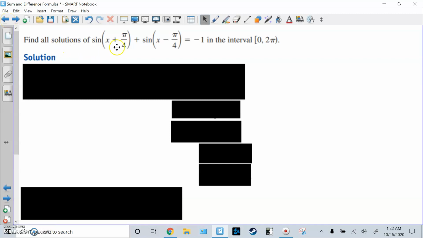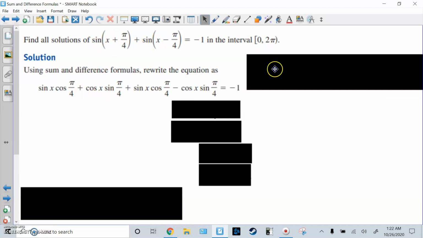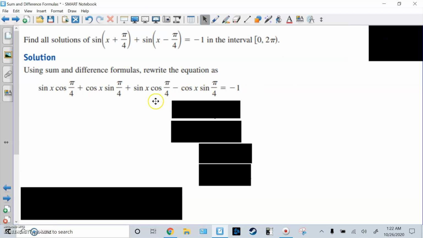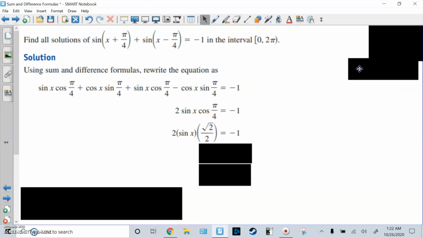Alright, find all solutions to this on the interval 0 to 2 pi. So this is a sum of sines, so you can do the formula twice. Here you should recognize the first thing and the third thing combine. That's sine x cos of pi over 4, sine x cosine. Then the second and the fourth cancel out. Positive cosine sine of pi over 4 minus cosine x sine of pi over 4. So you get this. Divide both sides by 2. Oh, and also, I didn't divide. We just found the value of cosine of pi over 4, which is root 2 over 2. Here you multiply those. 2 times root 2 over 2 is root 2.